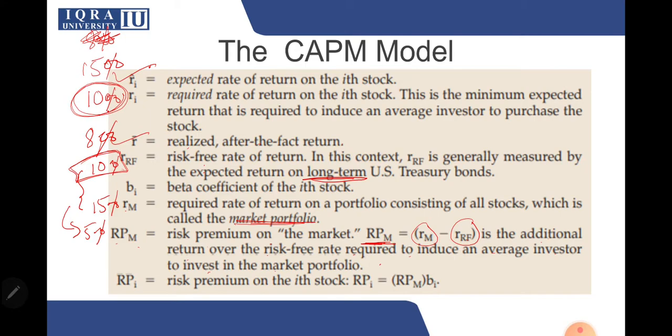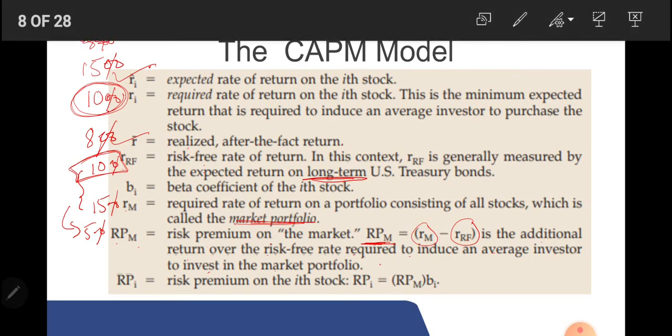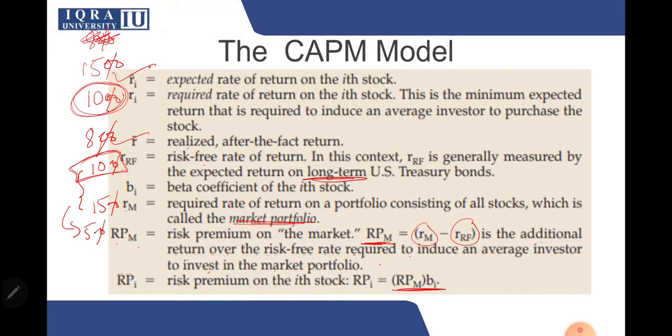Risk premium on the ith stock is represented by RPi, and it is the risk premium of the market multiplied by the beta coefficient.